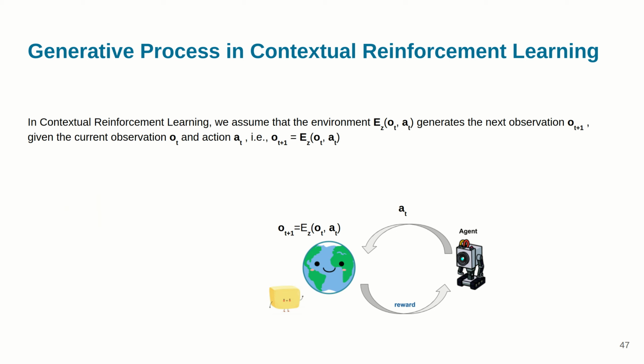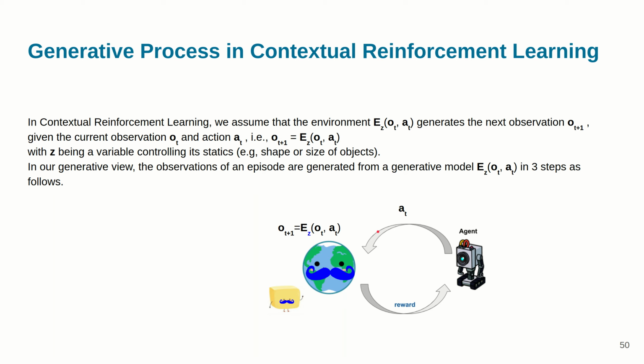Similarly, in contextual reinforcement learning, we can assume that the environment E of z, given the observation at time step t and action at time step t, generates the next observation at time step t plus 1 as follows. In this case, z is the variable that defines the context of the environment, and therefore we call this E of z. And by the change in z, the environment changes some aspects of the observation in time step t plus 1.